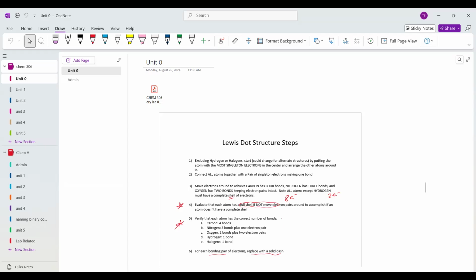Okay, any more adds while we're on the topic? Okay, good.